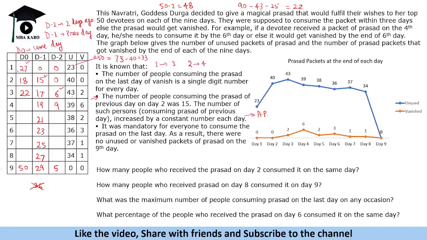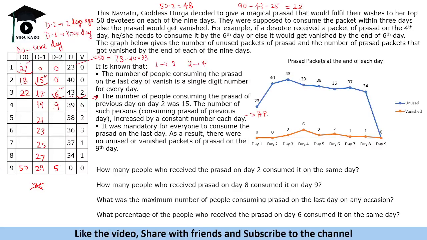So see this, this, this, this and this. These should all add to 50. So this and this should add to 50. 15 plus 35, that is 50. Okay. So 9 people. Now we will move on to the next day and do the same activity.